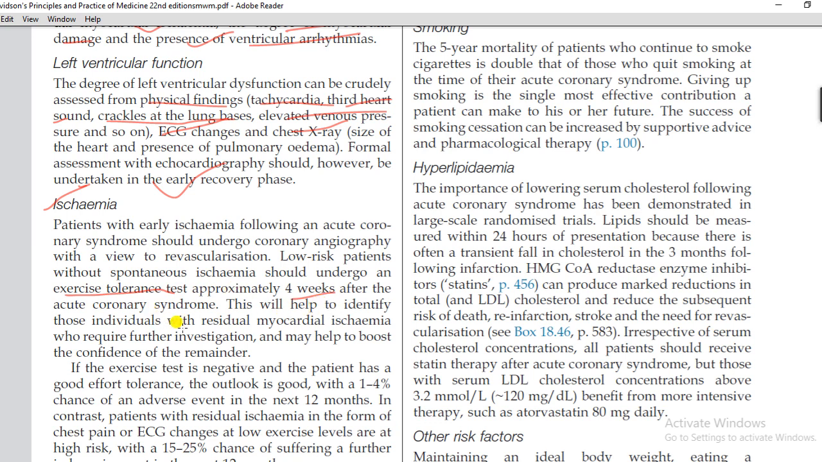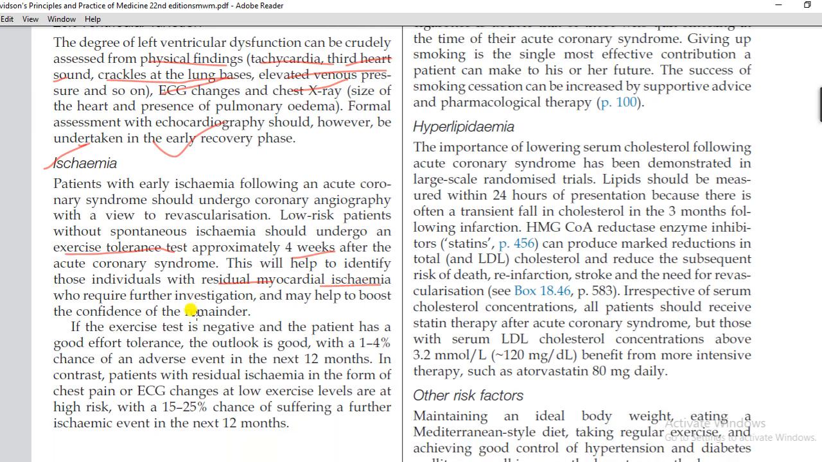This will help to identify individuals with residual myocardial ischemia who require further investigation, and may help boost the confidence of the remainder. If the exercise test is negative and the patient has good effort tolerance, the outlook is good, with a 1 to 4% chance of an adverse event in the next 12 months.